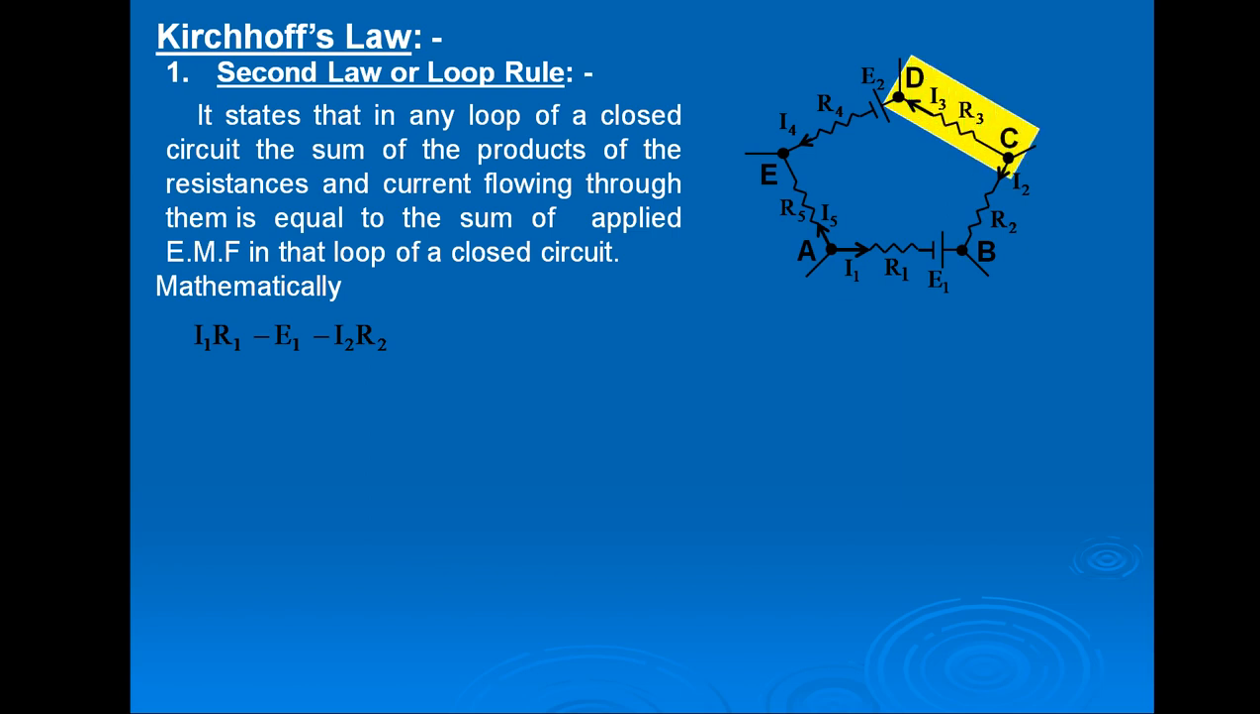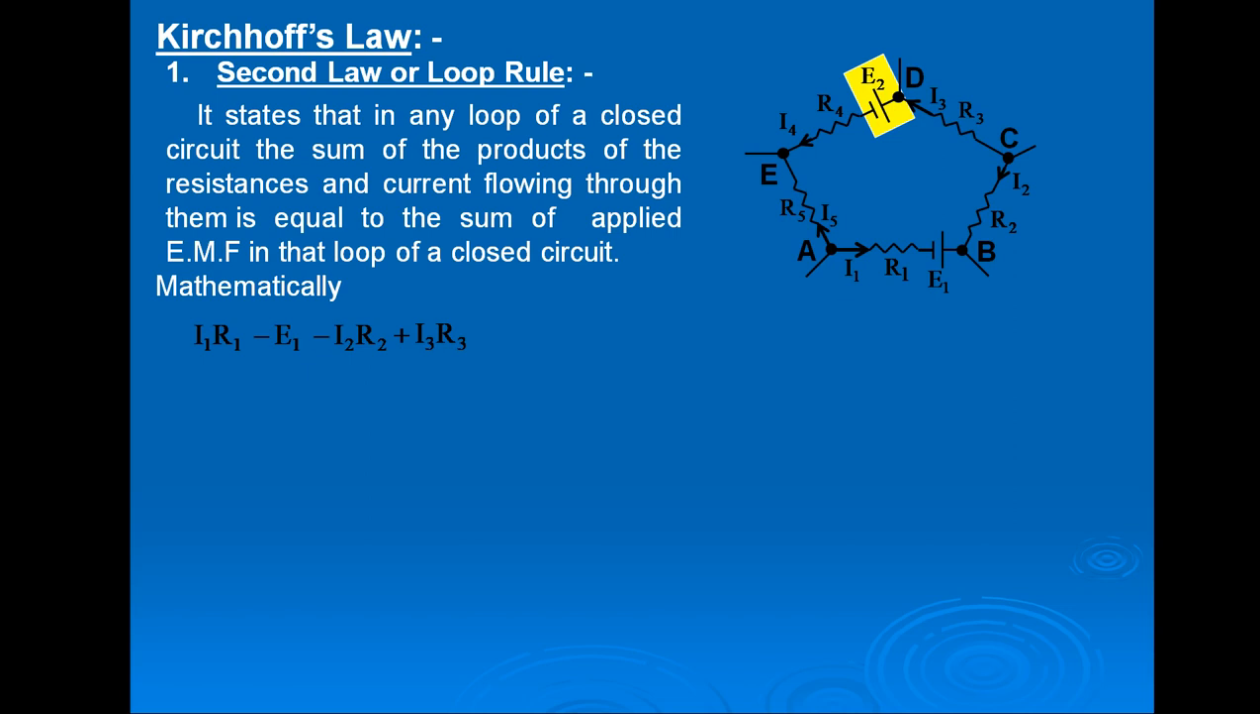Between points C and D, current is flowing from C to D. So C is at higher potential. Therefore, potential is decreasing along CD. So it must be positive, plus I3 R3.